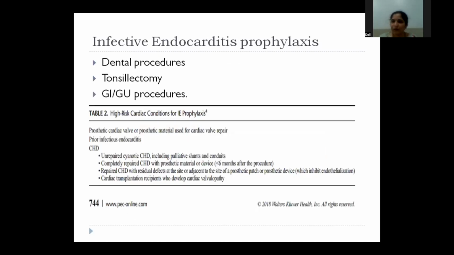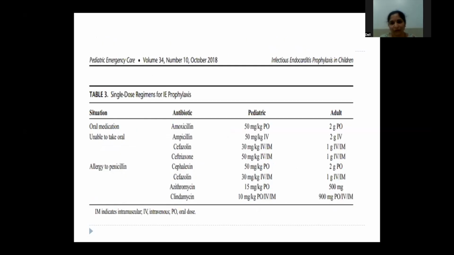Infective endocarditis prophylaxis is very, very important for patients with congenital heart disease undergoing non-cardiac surgery, mainly in dental procedures, tonsillectomy, genitourinary and GI procedures. They need infective endocarditis prophylaxis. The indications are given here: unrepaired cyanotic congenital heart diseases, repaired with prosthetic material, repaired with any residual defect. These patients we have to give infective endocarditis prophylaxis. How to give? This chart gives us the antibiotic we can give 1 hour prior to the procedure.